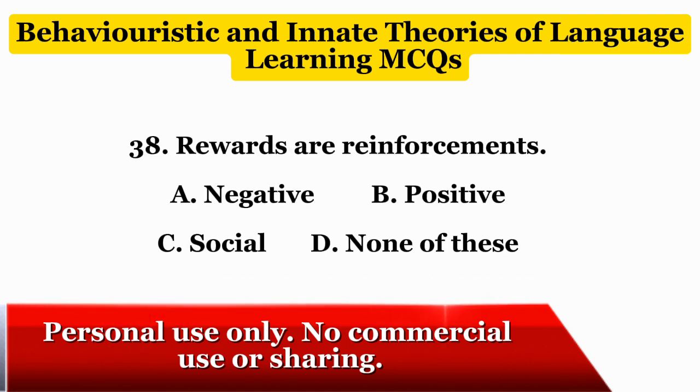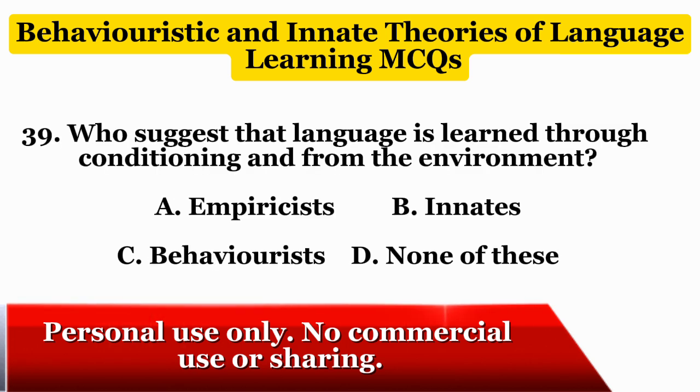Rewards are negative reinforcements, positive reinforcements, social reinforcements, none of these. Right option is B. Rewards are positive reinforcements, punishments are negative reinforcements. Who suggests that language is learned through conditioning and from the environment? Empiricists, innates, behaviorists, none of these. Right option is C. Behaviorists suggest that language is learned through conditioning and from the environment.